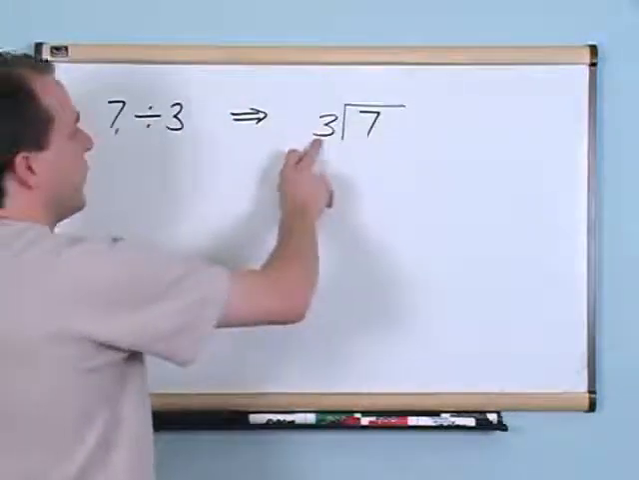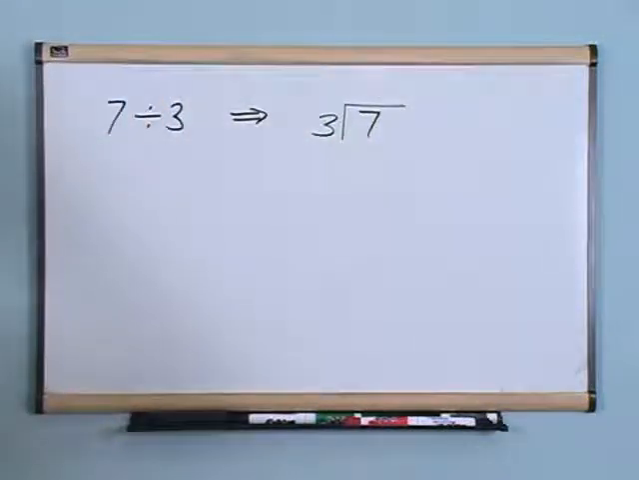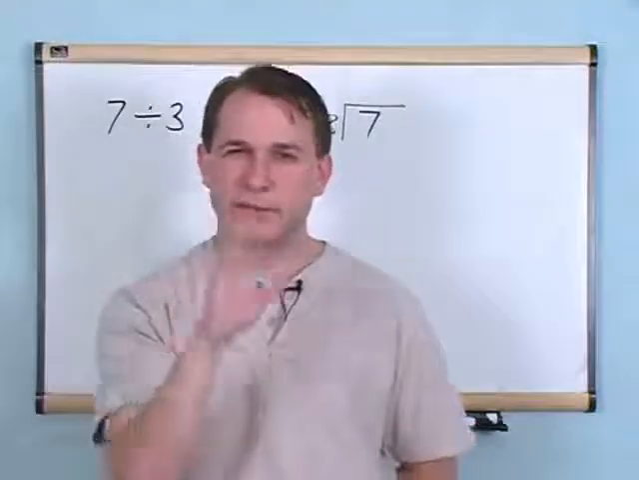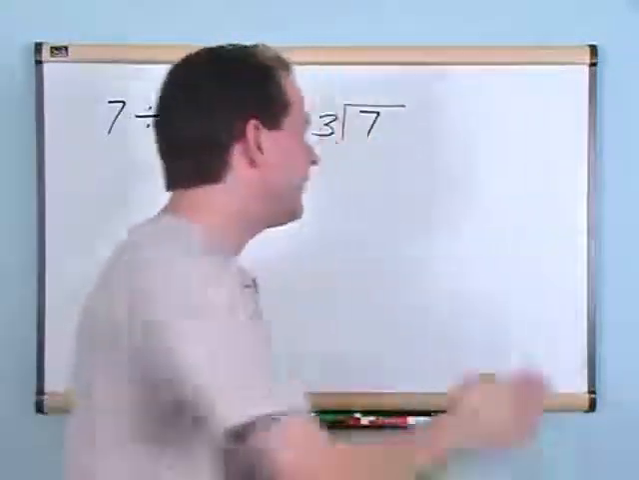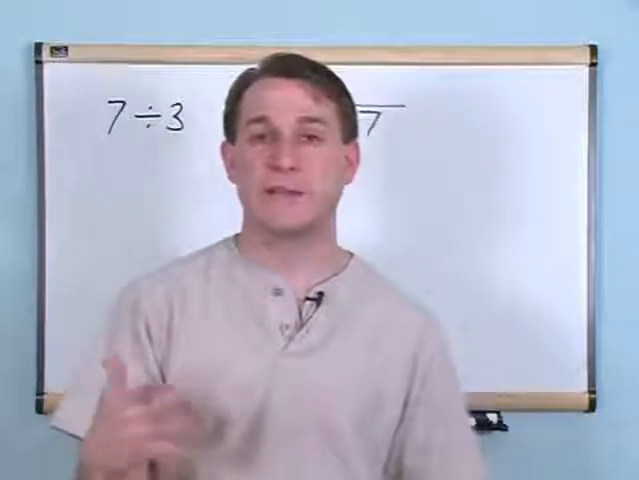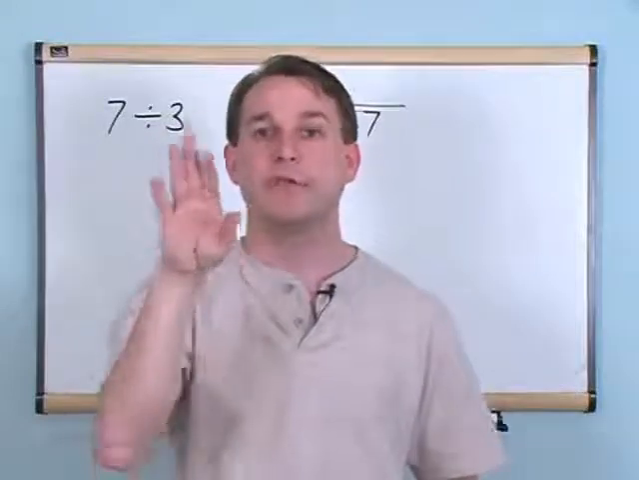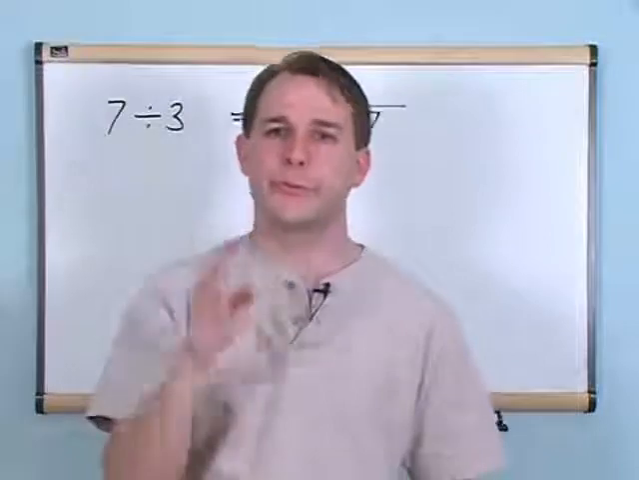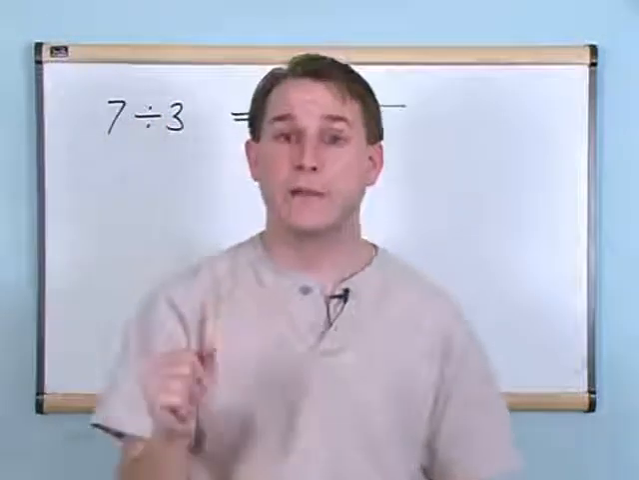How many times will 3 go into 7 without spilling over? 3 times 2 would give us 6, and that's just under 7. 3 times 3 would give us 9. Well, that's too many because I didn't even have 9 to begin with. So if you can't find a number that equals exactly, you just find the best number you can just underneath what you're looking for. In this case, 6. We know that 3 will go into 7 2 times, and that'll give us 6.